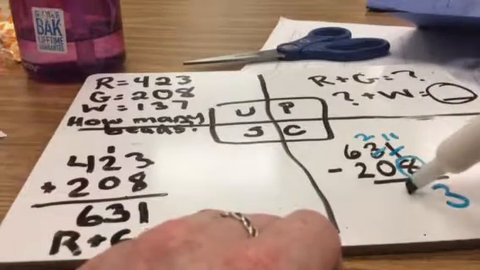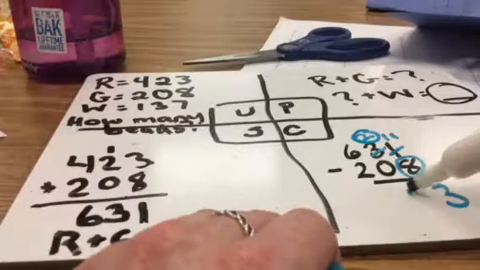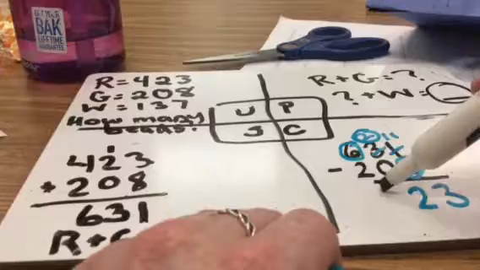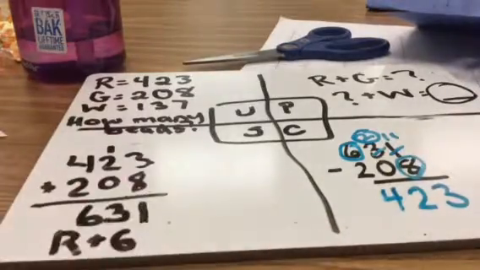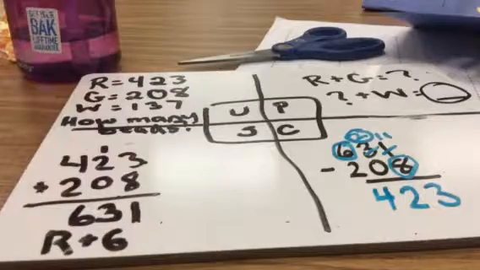2 minus 0 is, whoops, circle my bigger number, more on top, no need to stop. 2 minus 0 is 2. Circle my bigger number, more on top, no need to stop. 423, and that's what I started with over here, so that means I added correctly.